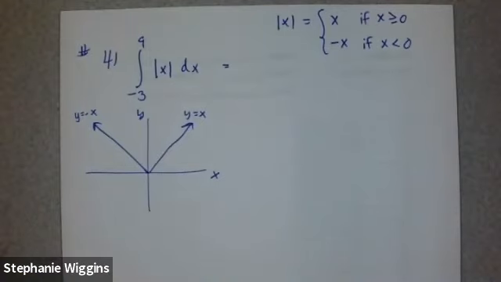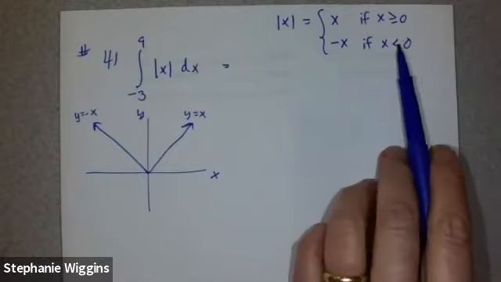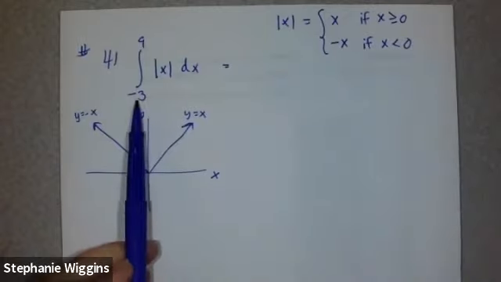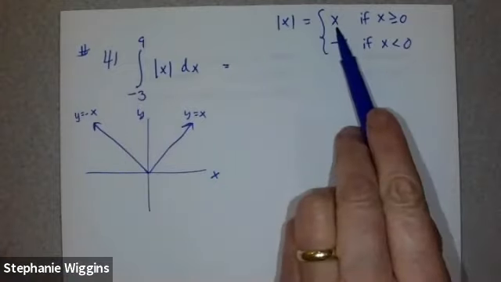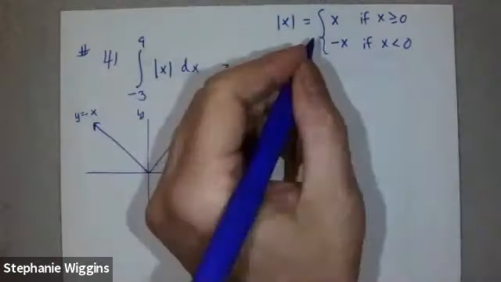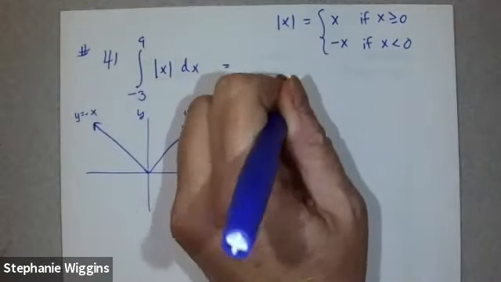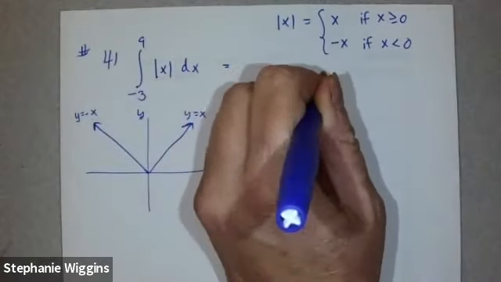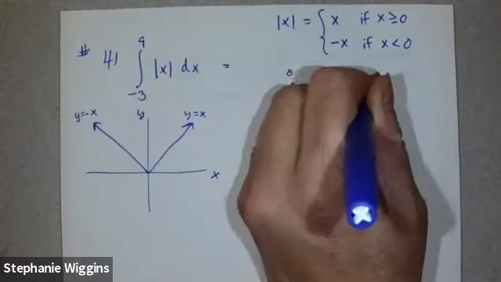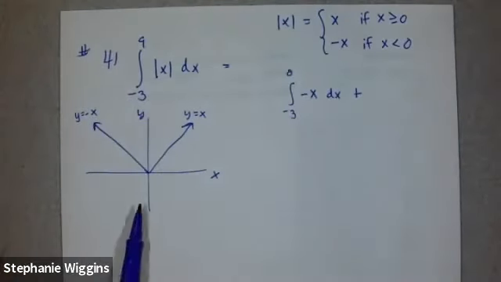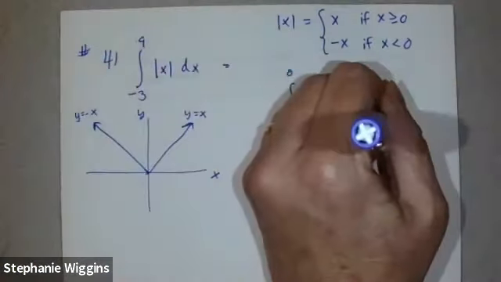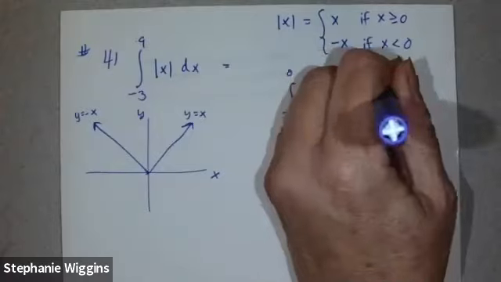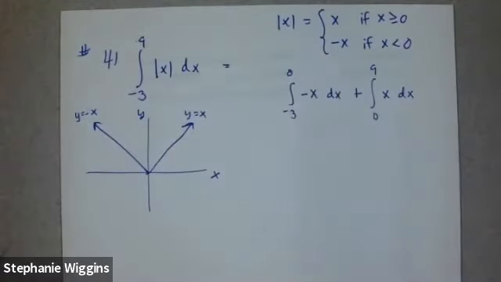Okay. All right, so we're going to integrate them separately, and so we're going to go from -3 to 0. We're going to use this one right here. So it's going to be from -3 to 0 of -x dx. And then for the positive numbers, it's going to be from 0 to 9 of x dx.